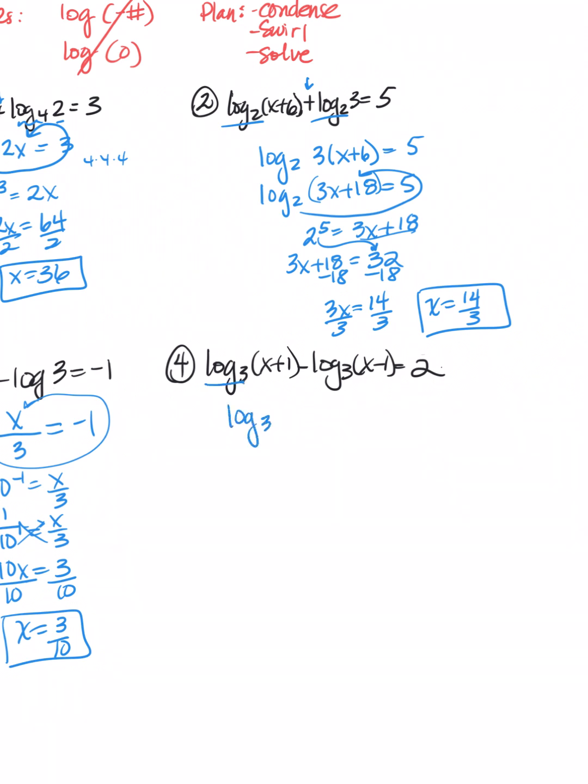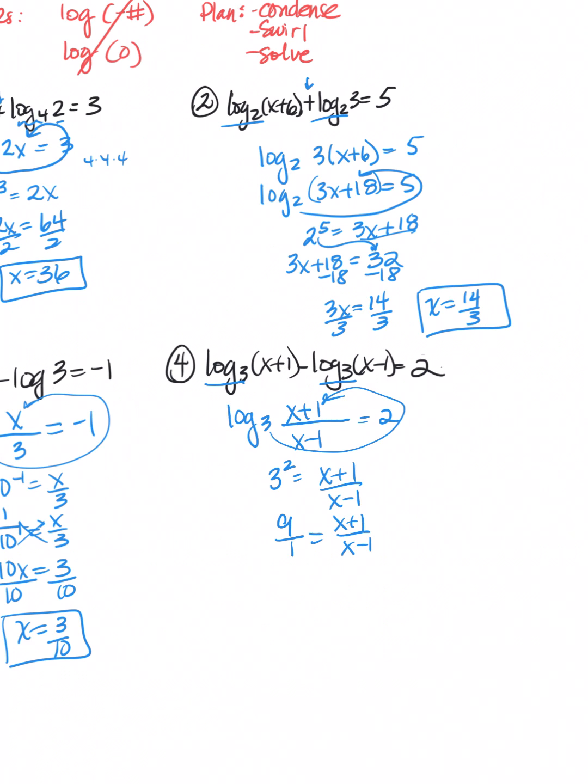Log base 3 is what they have in common. And I have a minus sign, so I'm going to be dividing. X plus 1 over x minus 1 equals 2. All right. So I'm going to need to swirl this out. All right, so I have 3 squared equals x plus 1 over x minus 1. Now, what is 3 squared? Well, that's just 9. I'm going to put it over 1.